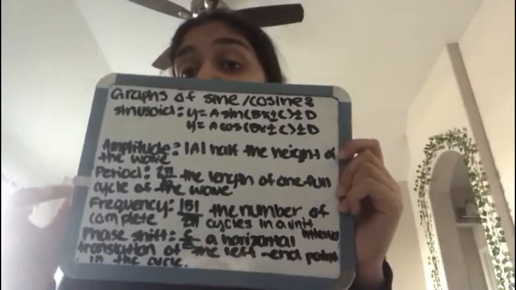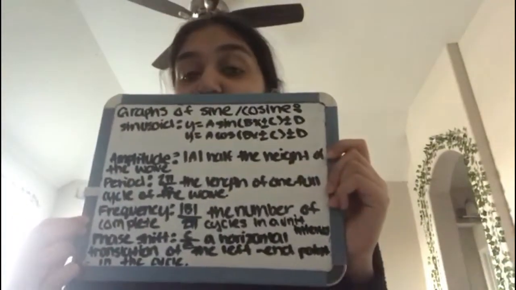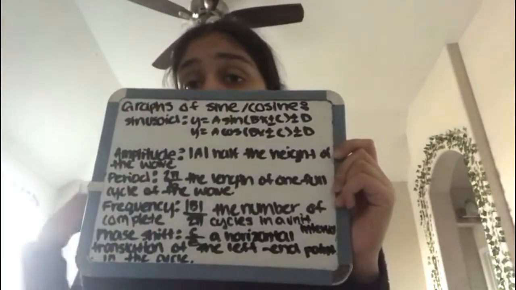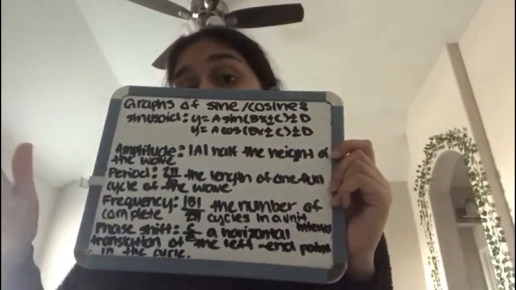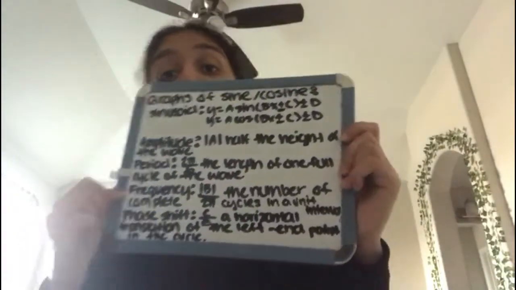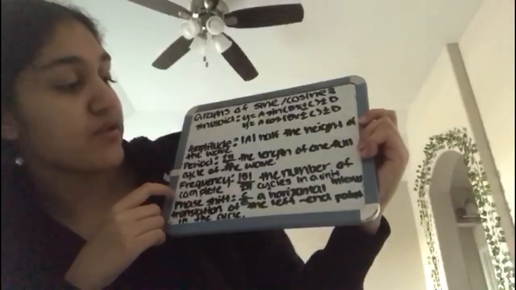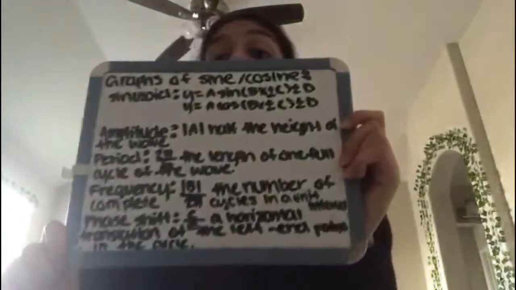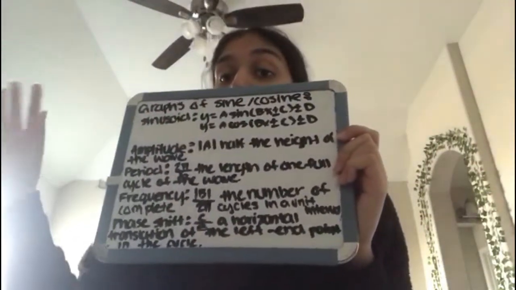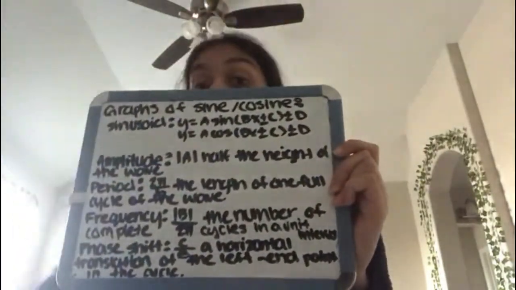So you can solve the period, but basically, you have to solve the frequency. What I'm saying is don't get it mixed up with the period. Frequency is always the opposite of the period. Now, the frequency means the number of complete cycles in a unit. Now, this is a complete cycle. So the period is a full cycle, but the frequency is a full unit cycle.